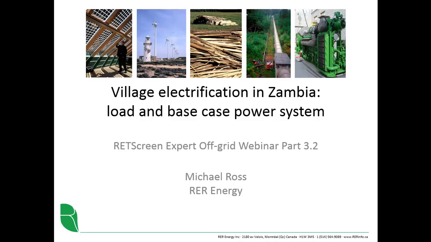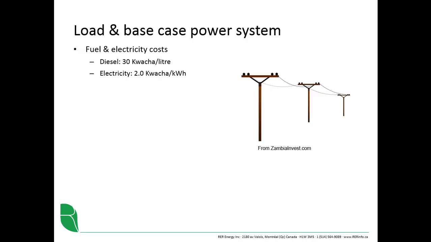We'll continue this village electrification example by looking at how we can specify the load and base case power system. As part of specifying the load and base case power system, we're going to specify the costs of fuel and electricity. In order to power the diesel genset, which is actually only used in the proposed case, we will specify that it costs 30 kwacha per liter delivered to the village. For electricity, which is purchased from the national grid in the base case, we're assuming 2 kwacha per kilowatt hour.